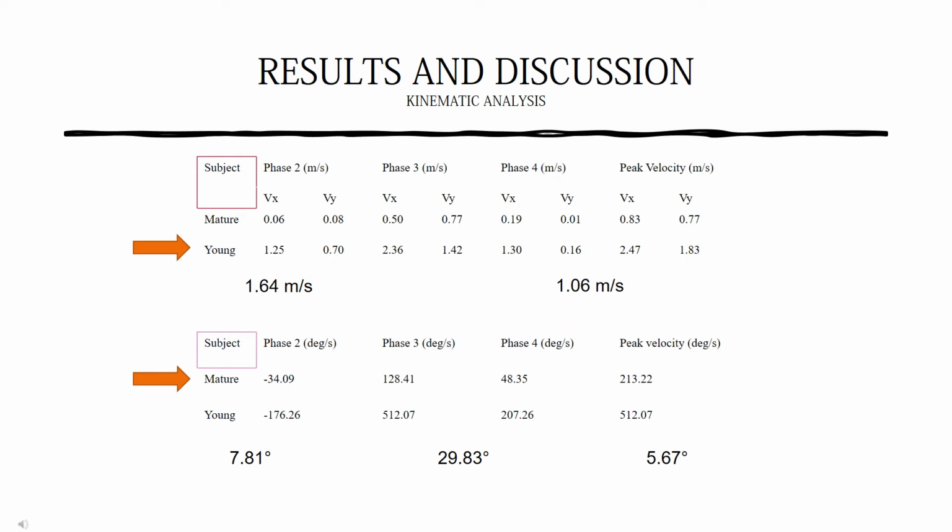Comparing the velocity in the 3 phases, we can observe that the youngest has faster movements in both axes, being 1.64 meters per second in the x-axis and 1.06 meters per second in the y-axis. Also, during the second phase, we can observe that the mature subject closes her hip joint more than the younger by 7.81 degrees, and in phase 3, the difference of angle is 29.83 degrees. The younger subject has a more straightened up posture by 5.67 degrees.